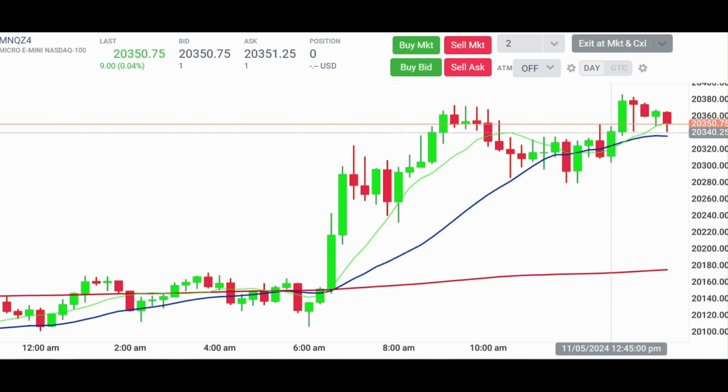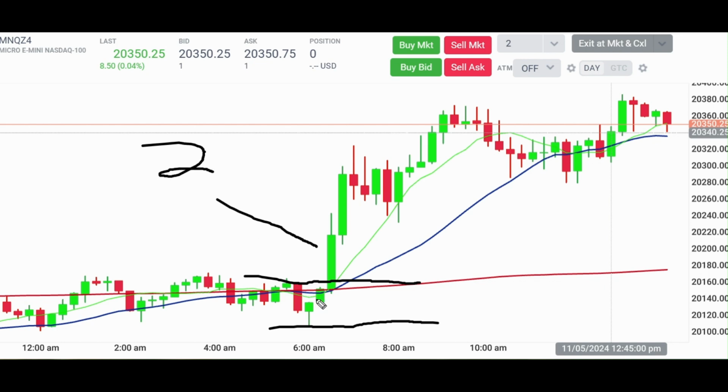Let me just draw my setup back up here again. Right there. This was our move right here. 2 lots again. You have the 200 right here and the 20. You have both key moving averages pushing this bar, and this bar literally jumps off the 200. That's one of the most powerful moves you can look for and identify.